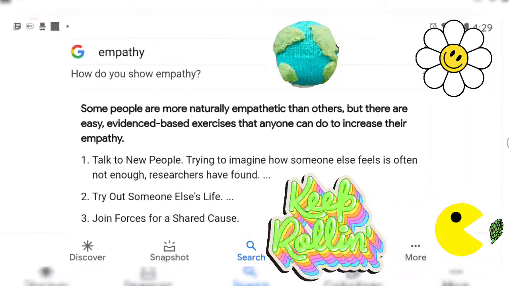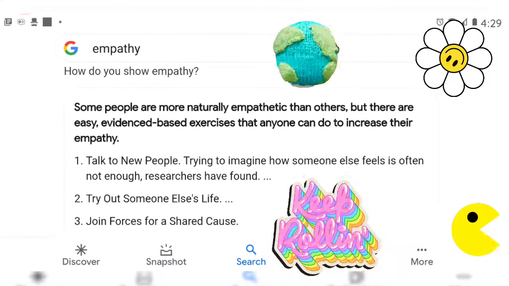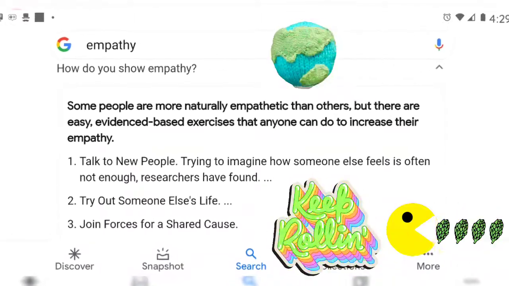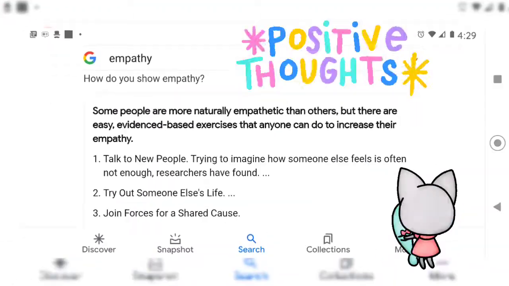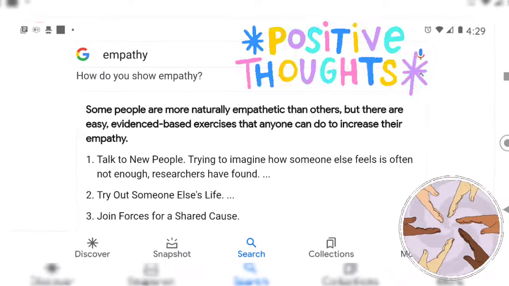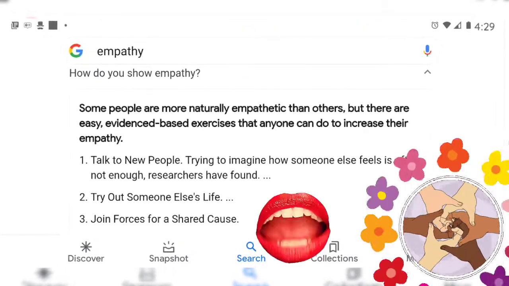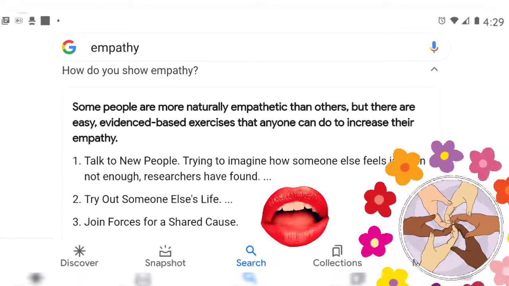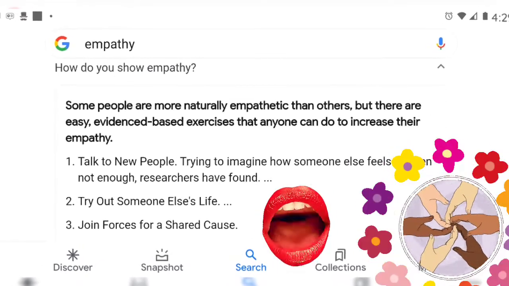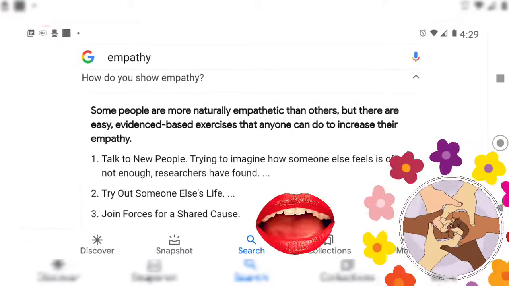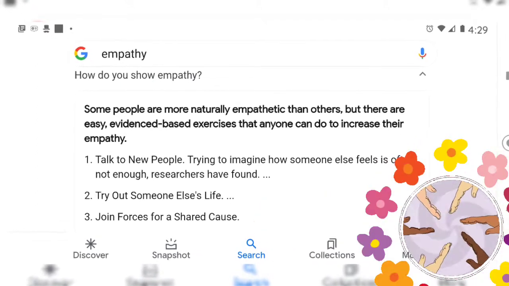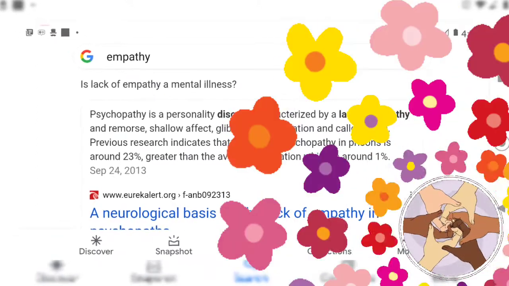How do you show empathy? Some people are more naturally empathetic than others, but there are easy evidence-based exercises that anyone can do to increase their empathy. Talk to new people. Trying to imagine how someone else feels is often not enough, researchers have found. Try out someone else's life or join forces for a shared cause.